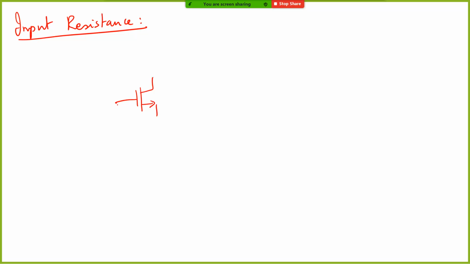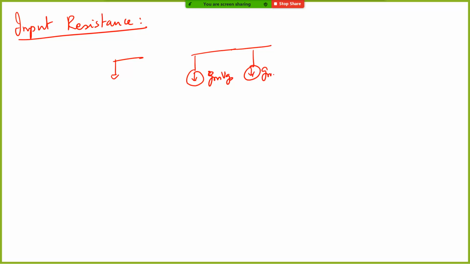You can redraw the same small signal equivalent circuit and look at the input impedance. The gate is grounded, and then you have gm VGS, you have gmb VBS, and then you have r0, and this is your RD.